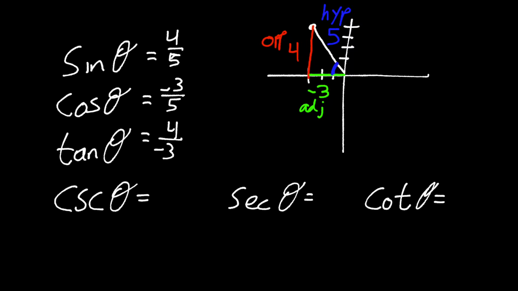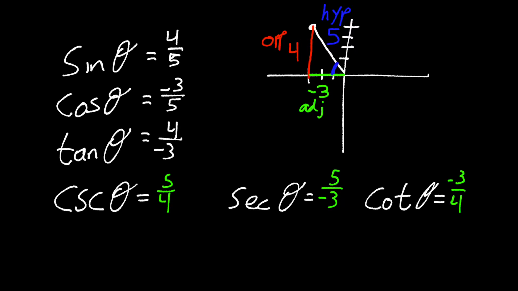Cosecant is the reciprocal of what function? That's right, it is the reciprocal of sine, so this is 5 over 4. Secant is the reciprocal of cosine, so this is 5 over -3. And cotangent is the reciprocal of tangent, so we've got -3 over 4. And there we go. We have just found the trig values from a single point.